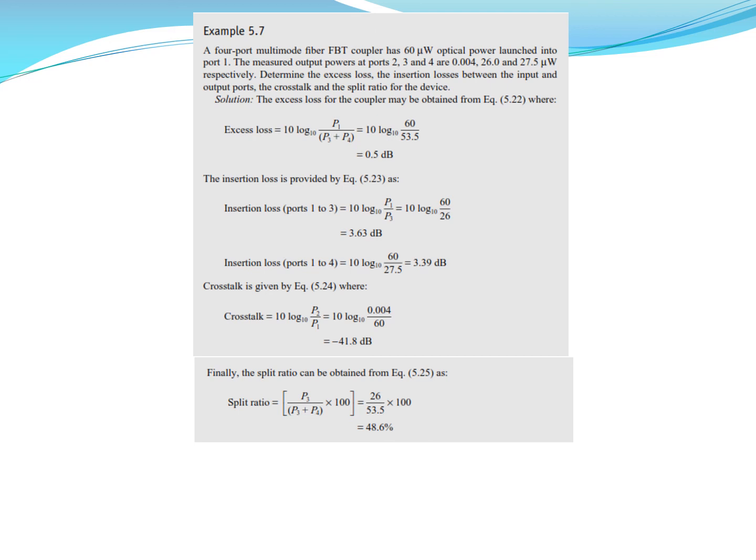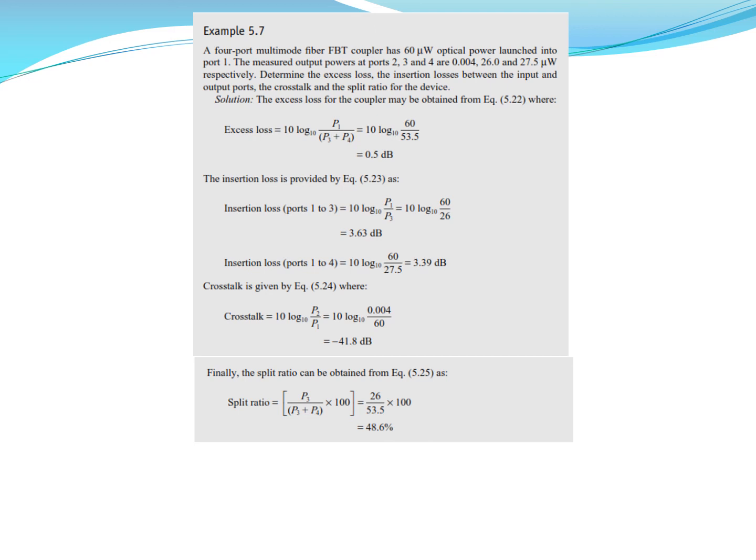Then the insertion loss is considered between two ports, port 1 to port 3. So 10 log of P1 by P3, that is 10 log of 60 microwatt by 26 microwatt. So it results in 3.63 dB. Then insertion loss between port 1 to port 4 has to be calculated as well. So that is 10 log of 60 by P4, which is 27.5 microwatt, which is 3.39 dB. So these are the insertion losses between two different ports, 1 to 3 and 1 to 4.